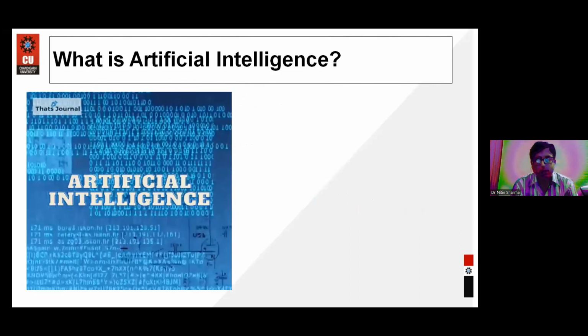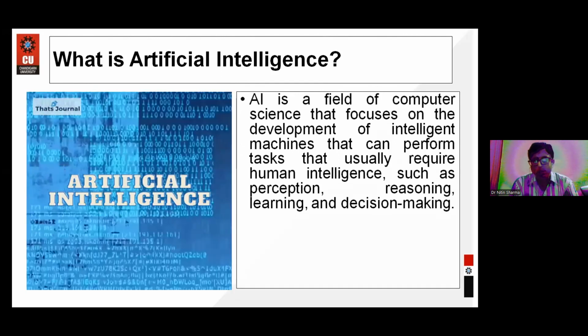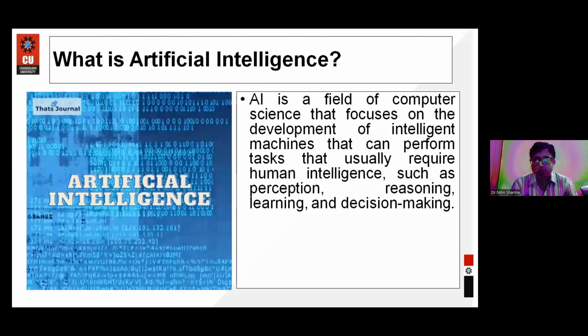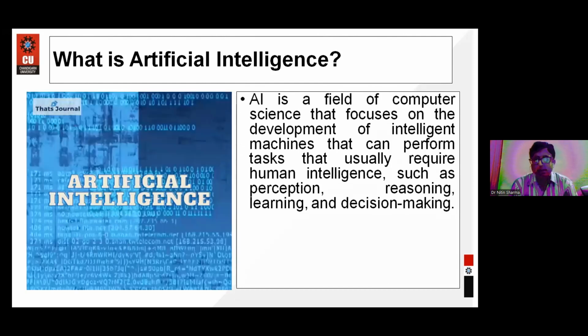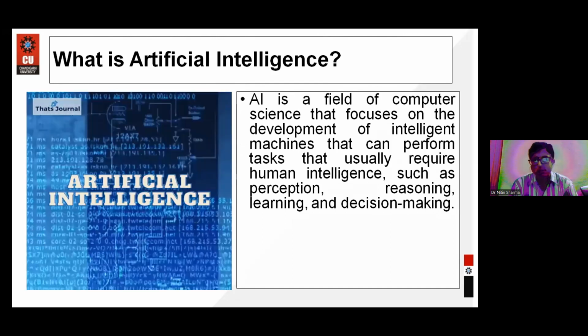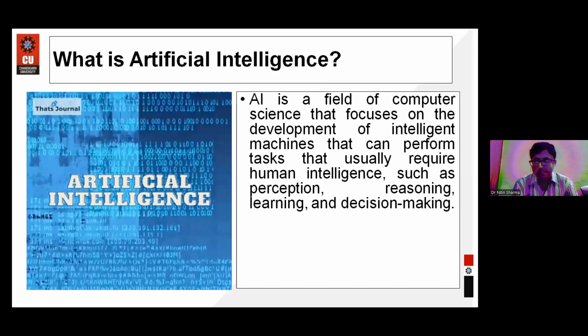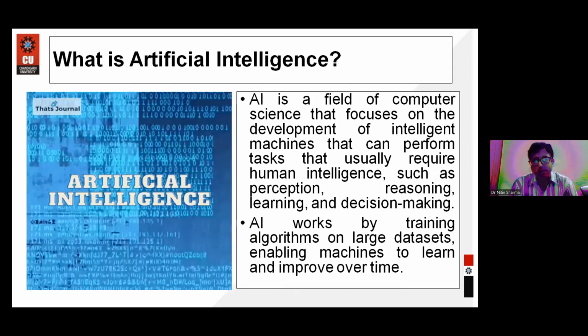What is meant by AI? AI is a field of computer science that focuses on the development of intelligent machines. So we are making machines intelligent. Now there is a process which we follow to make the machine intelligent, which I'm going to take just after this. It can perform tasks that usually require human intelligence, such as perception, reasoning, and decision making.